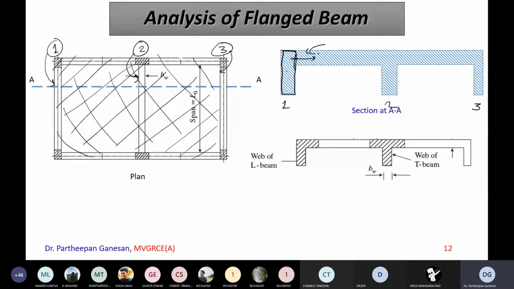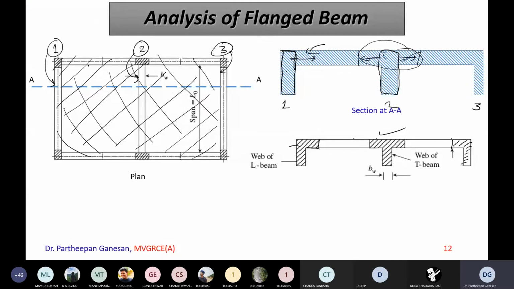Now here in this, beam 2 is an intermediate beam. On this side also there is a slab, on this side also there is a slab. So some amount of slab will contribute from this side, some amount of slab will contribute from the other side towards taking the compressive force. Okay, compression resistance will be more. So an intermediate beam is called a T beam. Similarly here also, this is an L beam. This is also an L beam. Okay. Any doubt in this one? Anybody?